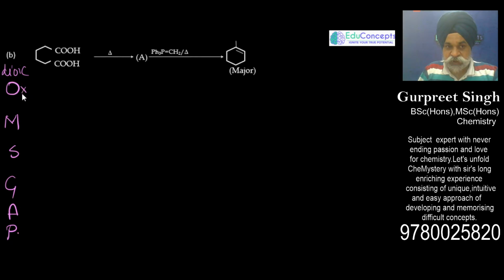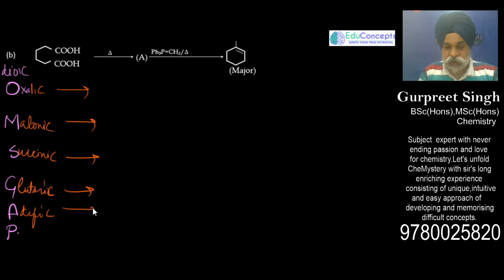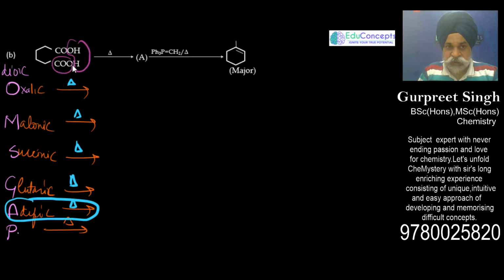Dioic acids: first is oxalic acid, then malonic acid, then succinic acid, then glutaric acid, and adipic acid, and so on. Basically all of these acids, when heated, undergo some sort of change. The last one is pimelic acid. So when you heat it, what shall you be getting? We are at this stage, that is adipic acid. Now when adipic acid is heated, water and 1 mole of carbon dioxide go out.